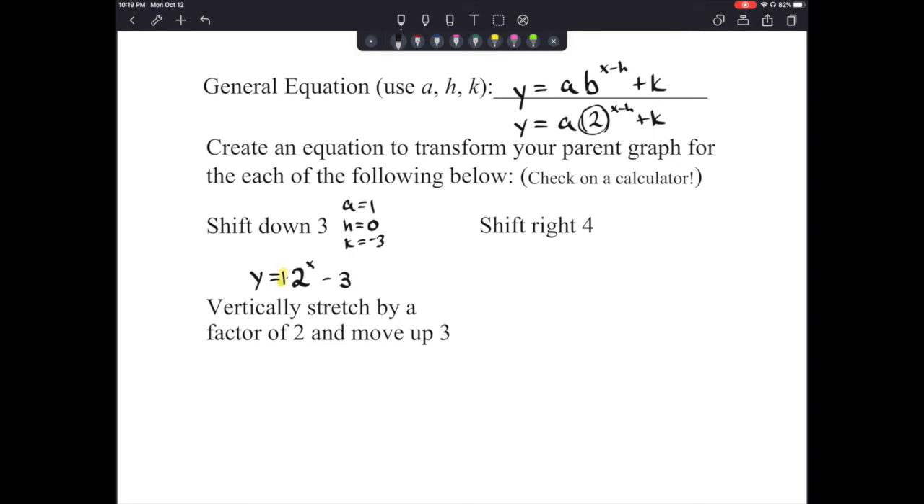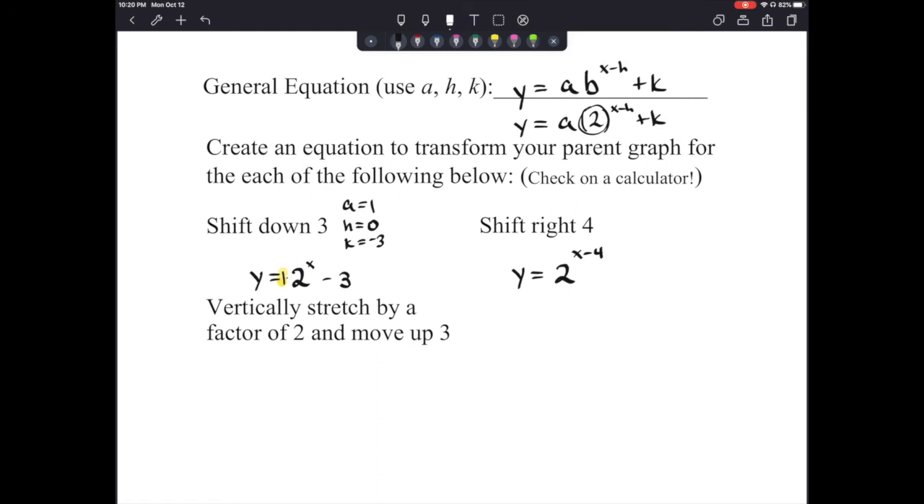To shift it right 4, we know that's going to affect our h, so we'll say y is equal to 2. And if I want to go to the right 4, I'm going to say x minus 4. And then I'm going to say minus 3 afterward. Actually, we weren't shifting that one down. My apologies. Right, we're just shifting that one right 4. I was looking at this one again.